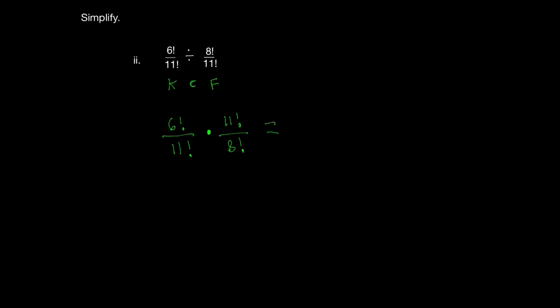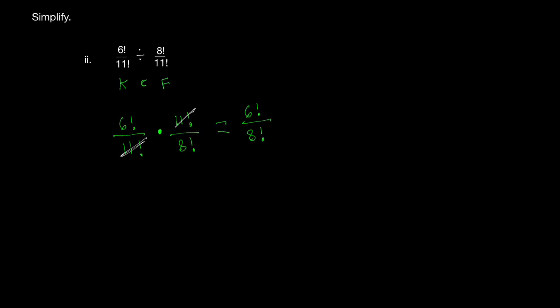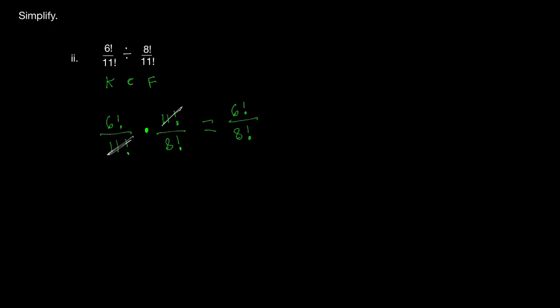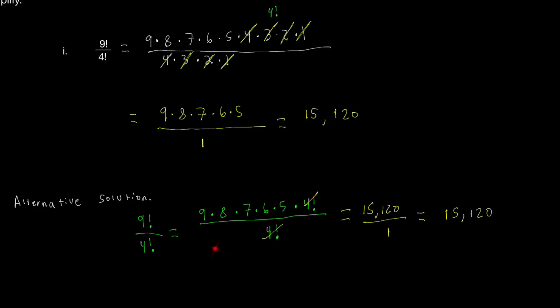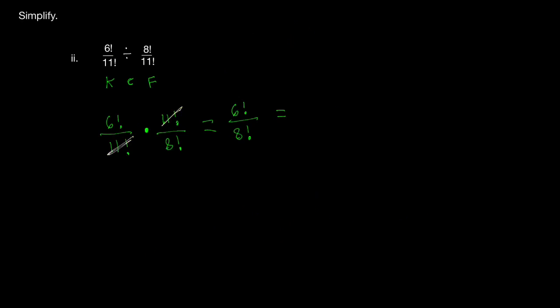Here we can do this method of crossing out the things that we have in common from the numerator and the denominator, meaning that we can cancel this 11 factorial. So now I'm going to have 6 factorial remaining for the numerator and 8 factorial remaining for the denominator. To simplify, I'm going to expand 6 factorial. Well, actually, I'm going to follow this little trick here just to reduce the amount of work that I have to do.